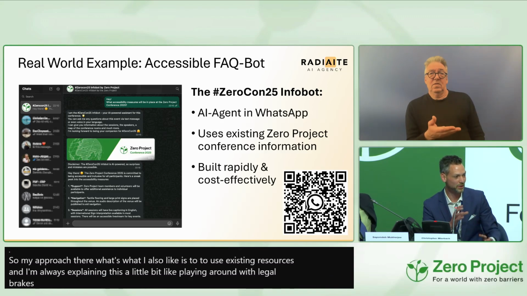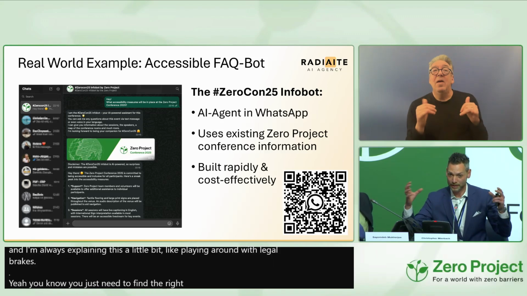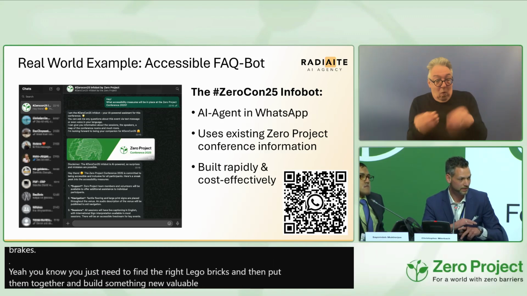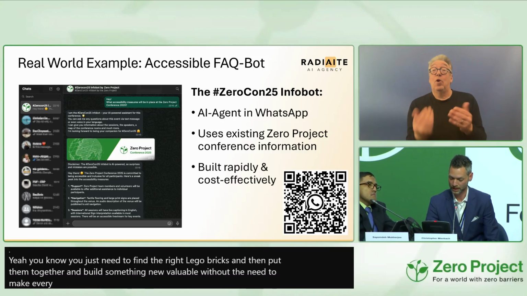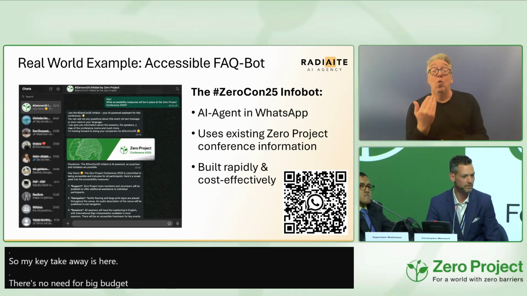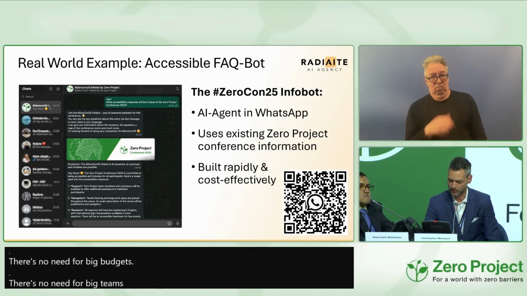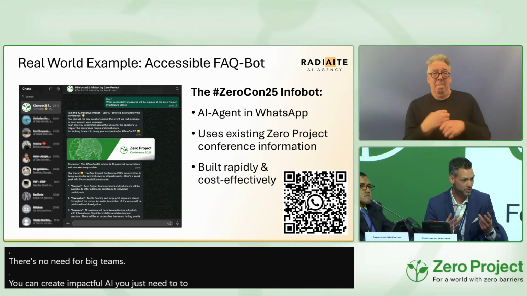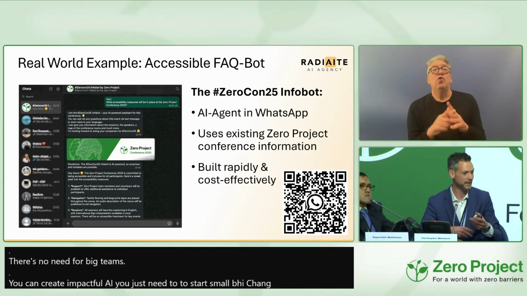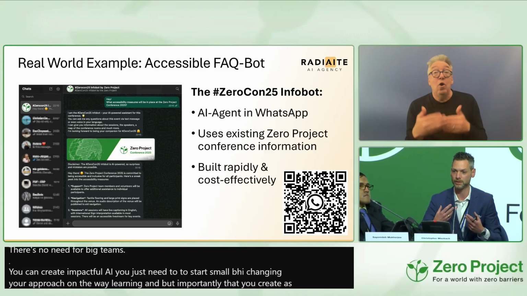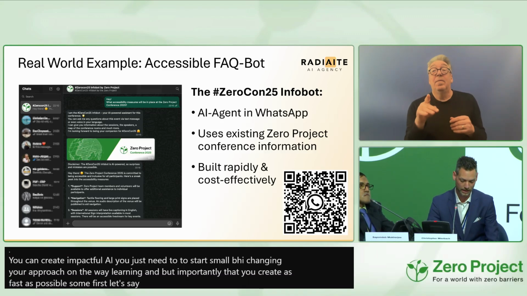You just need to find the right Lego bricks and then put them together and build something new and valuable, without the need to make everything from scratch. So my key takeaway is: there is no need for big budgets, there's no need for big teams. You can create impactful AI. You just need to start small, be agile, changing your approach on the way, learning, but importantly, that you create as fast as possible some first, let's say, real-world AI solution.